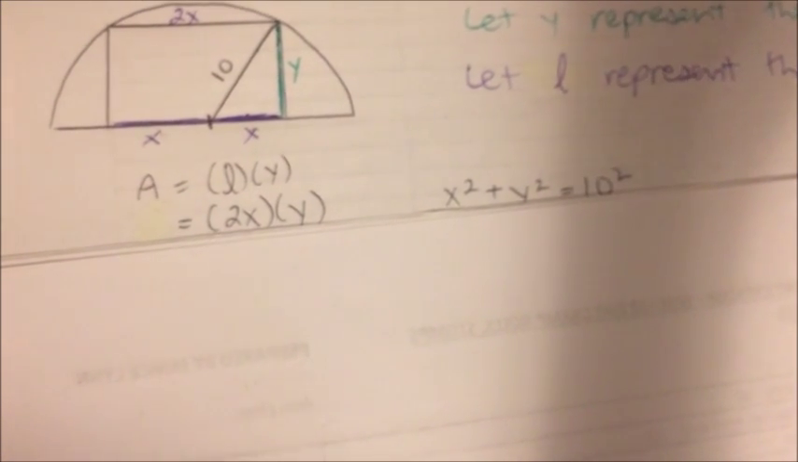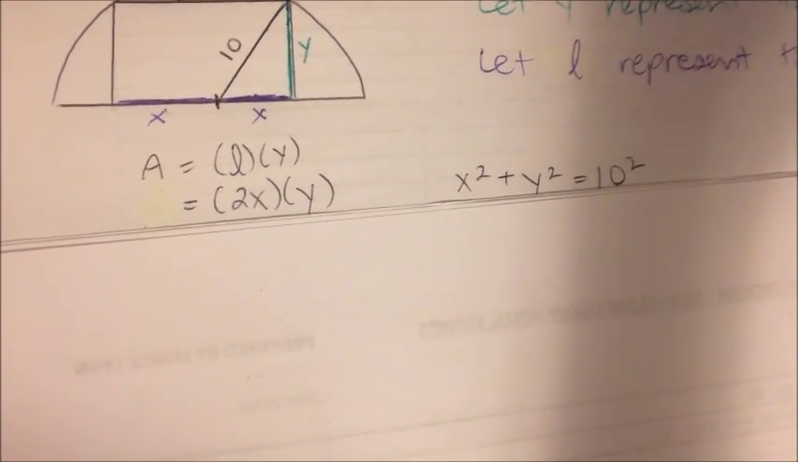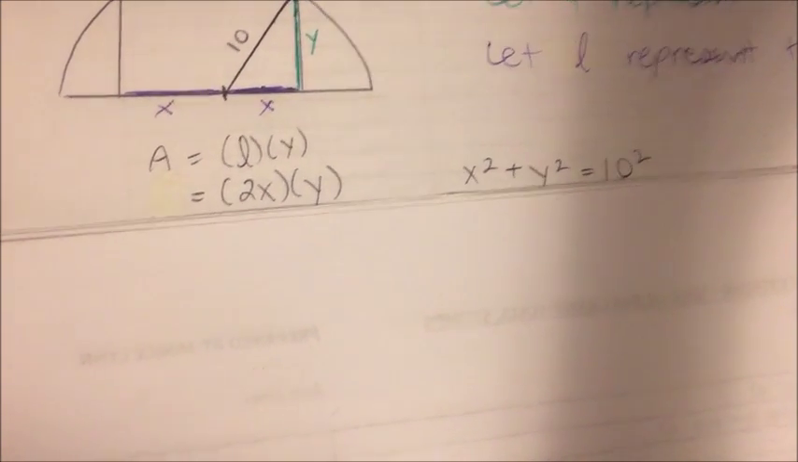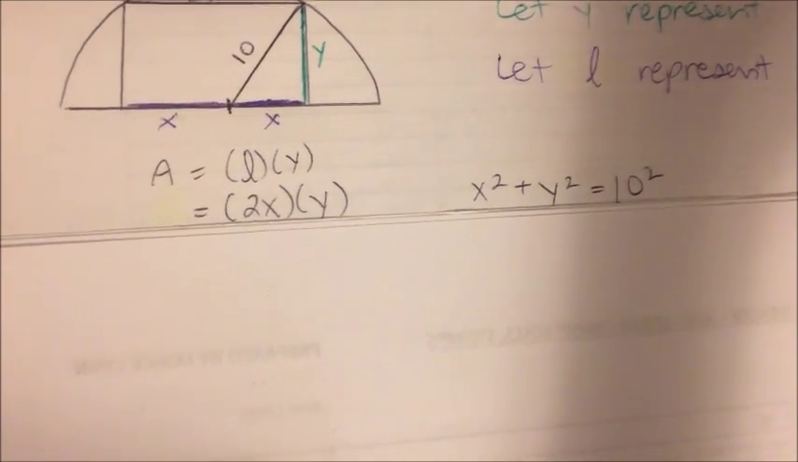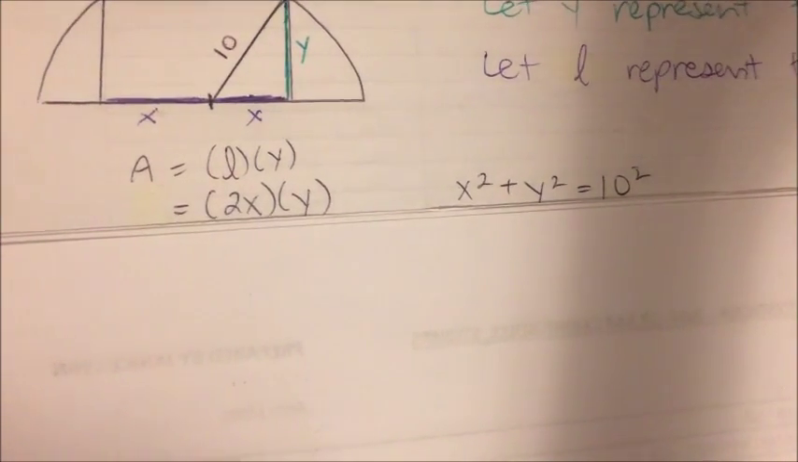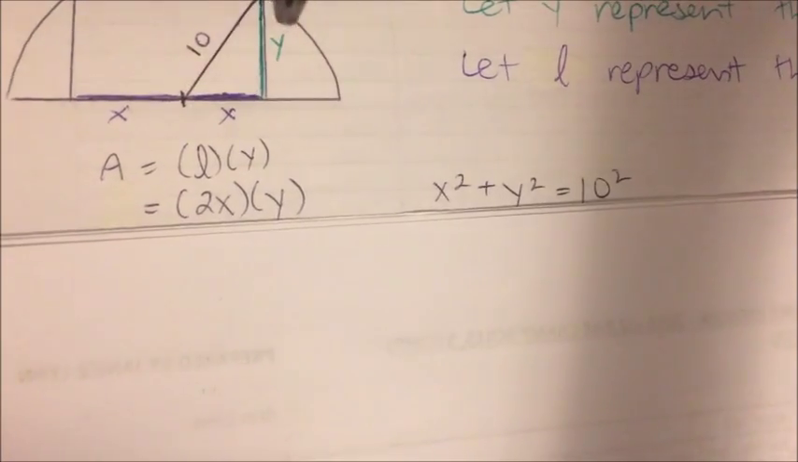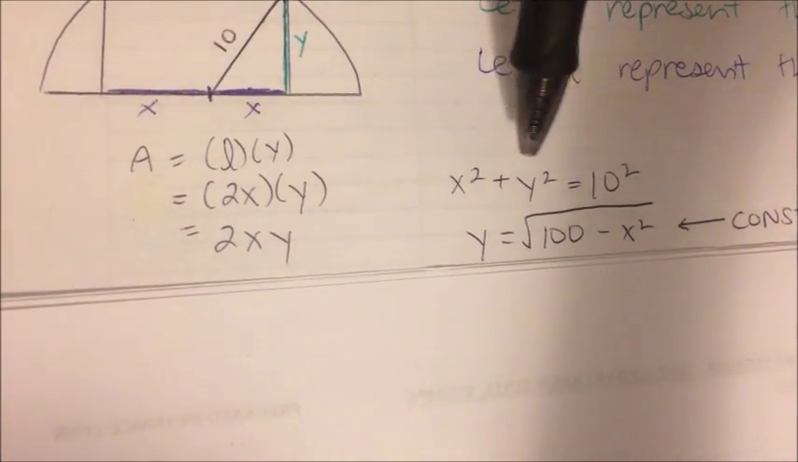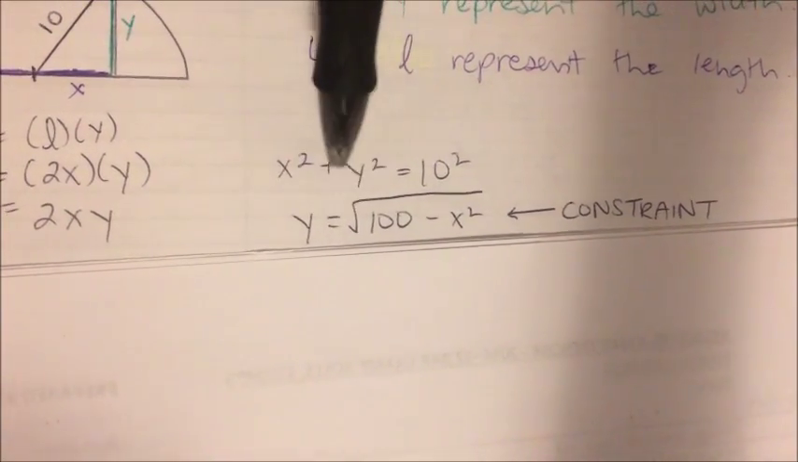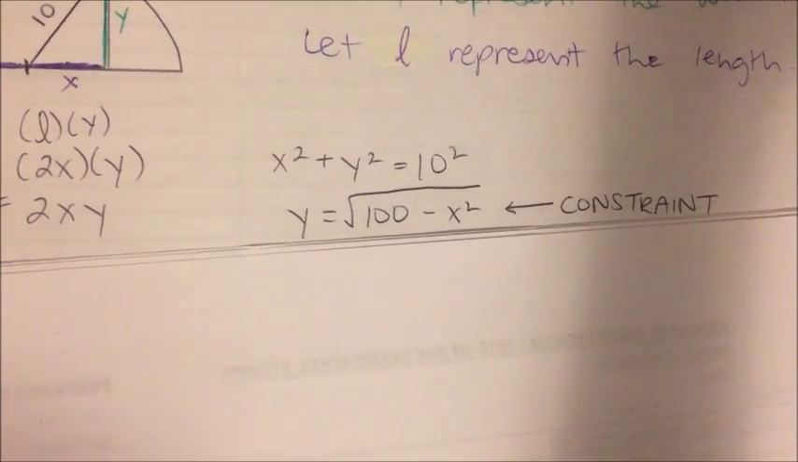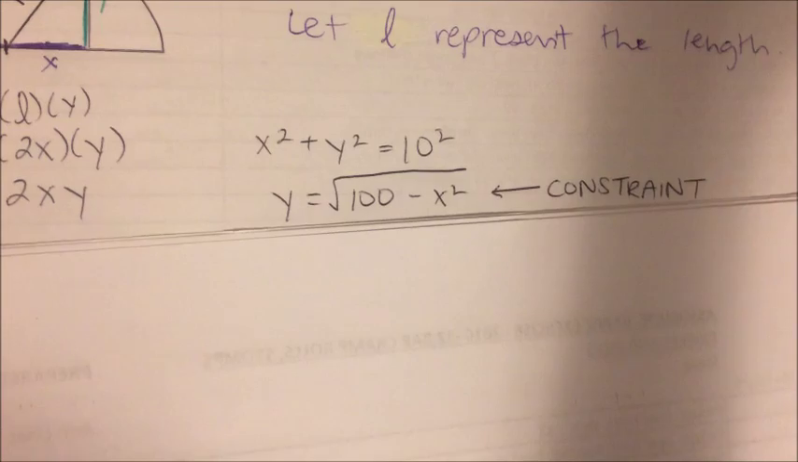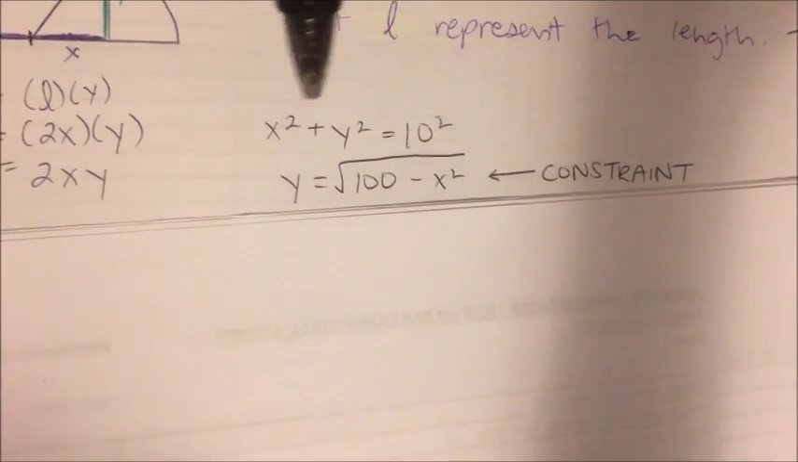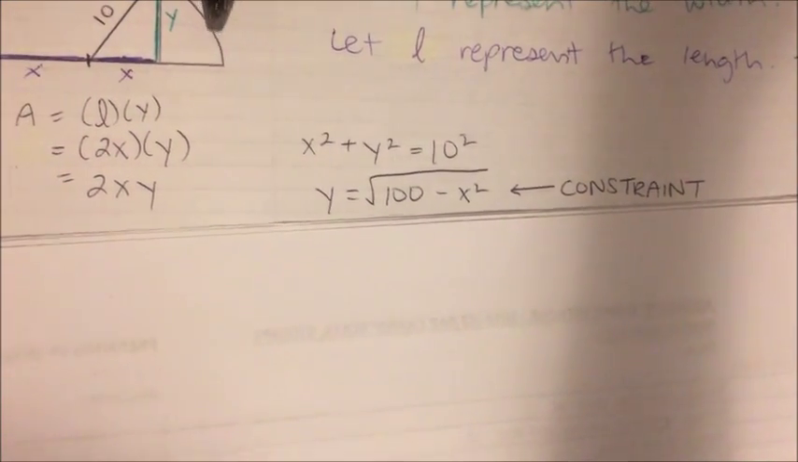Now what we need to do is get the formula for the area in terms of one variable. Right now we have two variables. So we're going to use Pythagoras's theorem: x squared plus y squared equals 10 squared, which is the same thing as y equals the square root of 100 minus x squared. So now we've expressed y in terms of x.